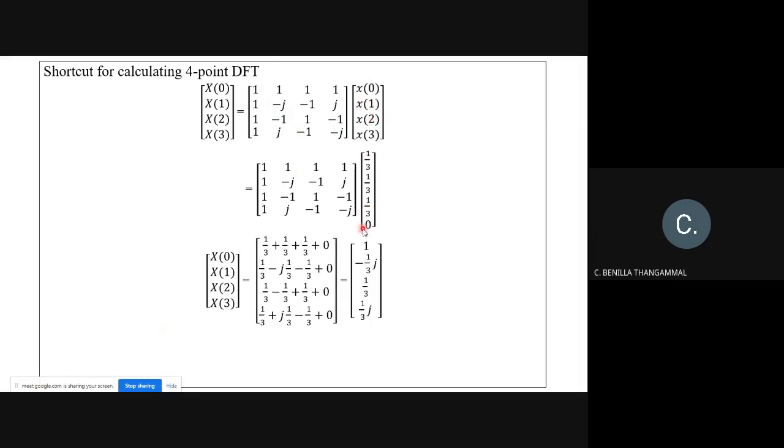So if I substitute the values here, to get your values, take your entire row and multiply with this column. So entire second row multiply with the column, third row, fourth row. So multiply with this column here, you'll be getting your answers. So your x of k will be 1, minus 1 by 3j, 1 by 3, and then plus 1 by 3j. You'll be able to get your answer. So I can verify my answers here. Suppose if you have any mismatch, that particular k value can be verified once again, to make sure that your answer is right.